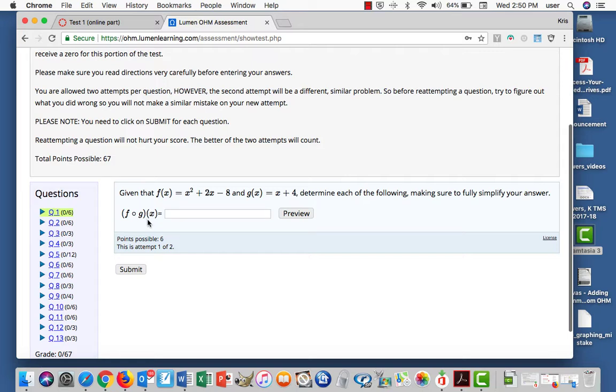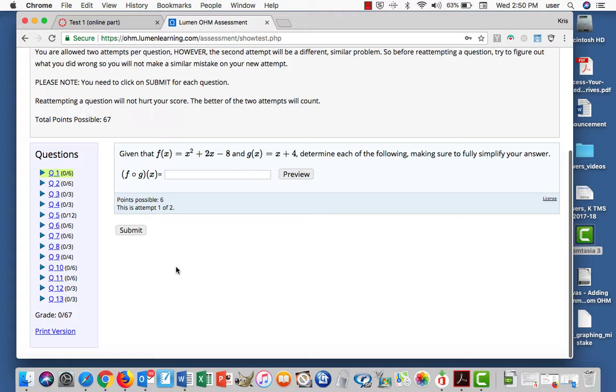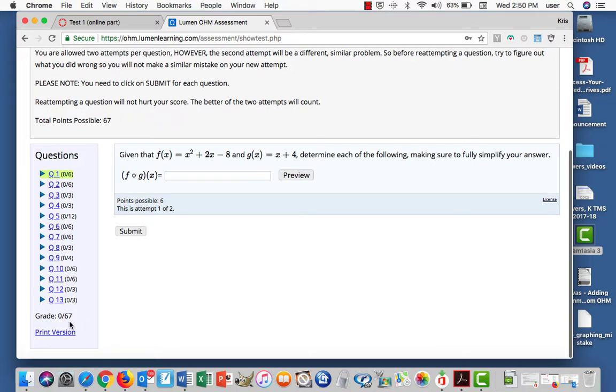We're on question 1 here, and you can see how many points this question counts. And then you can also see which attempt you're on. Right now I'm on attempt 1 of 2. Your final test 1 score will come from these points on the online portion added to the points you earn on the paper portion to total up to 100.